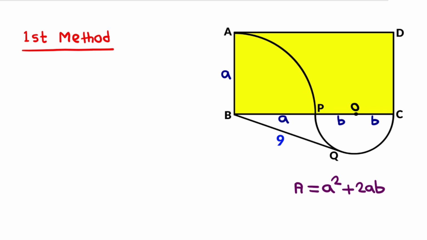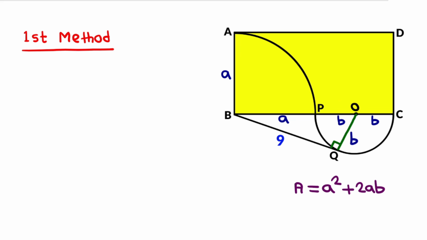Now for the first solution. Draw a line from the center of the semicircle, O, to the tangent point, Q. Since a radius is always perpendicular to a tangent, angle OQB is exactly 90 degrees. That gives us a right triangle, triangle BOQ. Let's identify its 3 sides. OQ is the radius of the semicircle, so its length is B. BQ is given as 9. And BO consists of BP plus PO, which is A plus B.